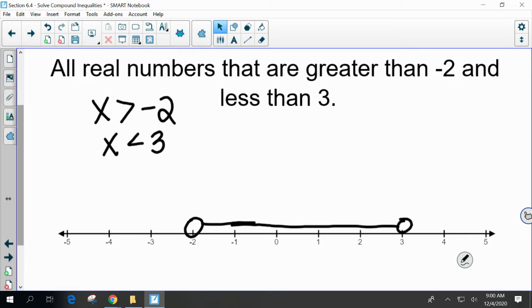So open circle at 3, then I'm going to go left, and then I'm just going to connect my lines. Okay, so then I'm going to write my compound inequality. I'm going to have x in the middle. I'm going to have my smaller number on the left. So x is greater than -2. I'm reading from right to left right now. x is greater than -2. Then I'm going to go back to x and go from left to right. So x is less than 3. So you have to go center left and then center right to read that.